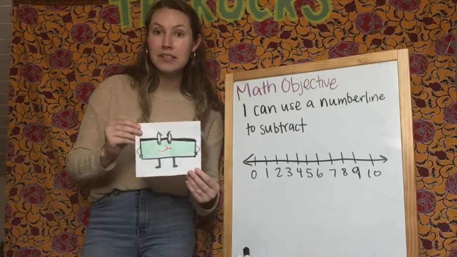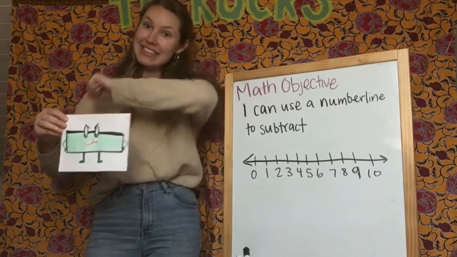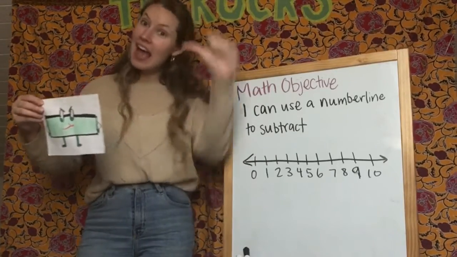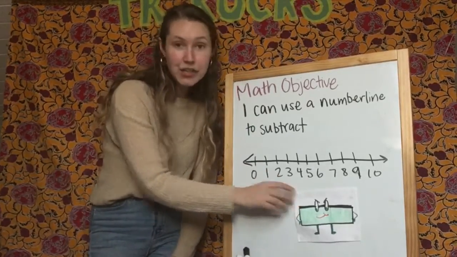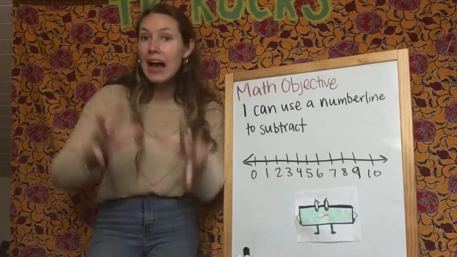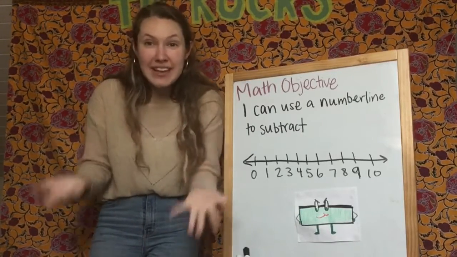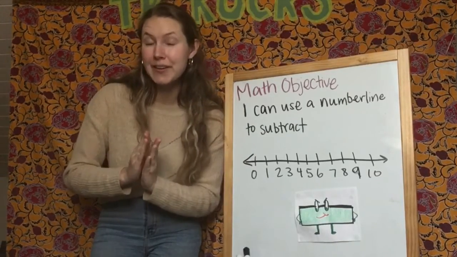Let's quickly remind ourselves what Linus the Minus does. Linus the Minus is not the best. He takes things away and you have less. So the key thing to remember about that is that after Linus takes things away, we're going to have less than we started with. So our numbers are going to be smaller.